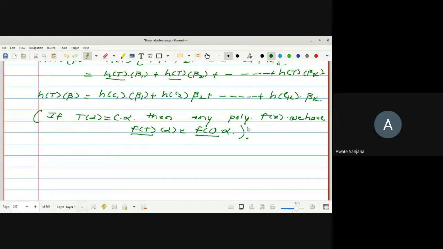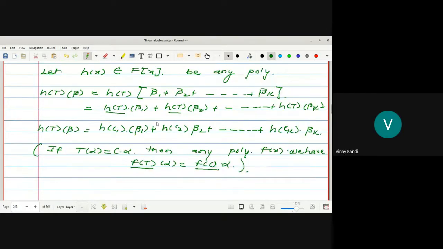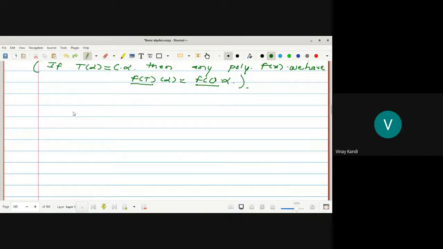Now pay attention, sir. This beta 1 belongs to W. This beta 2 belongs to W. This beta k belongs to W. T is anywhere. Okay. And h of c1 is a scalar. Scalar into W is W. Scalar into W is again W. This whole part is in W. This one is W. So the whole h of T of beta belongs to what? W. Is it correct? Okay. So therefore, h of T of beta, this element belongs to W.